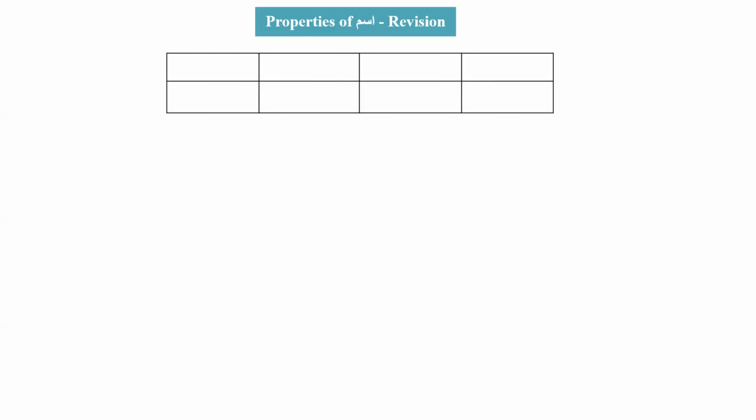Okay, Ayan, what is the first property of ism? First property is status. What's the second one? Gender. Third one is type. Fourth one? Number. That is gender, number, and type. Yeah, number and type. And we have done status, we have done gender.